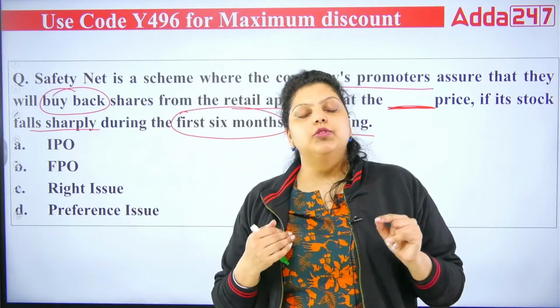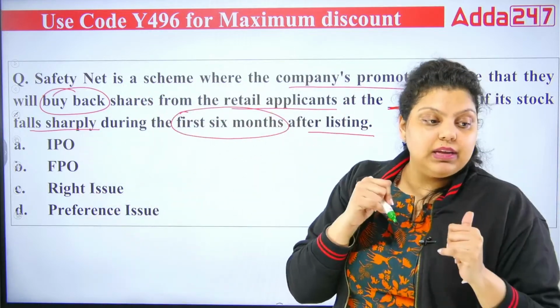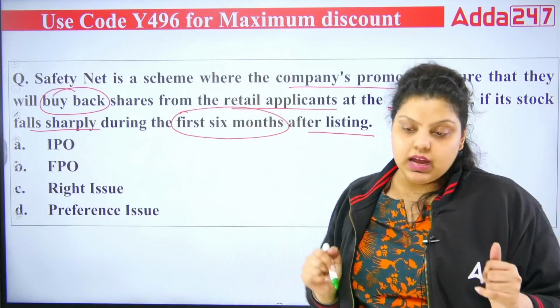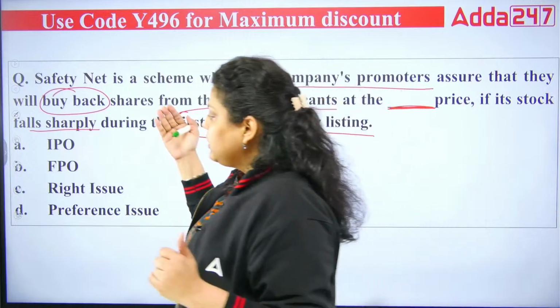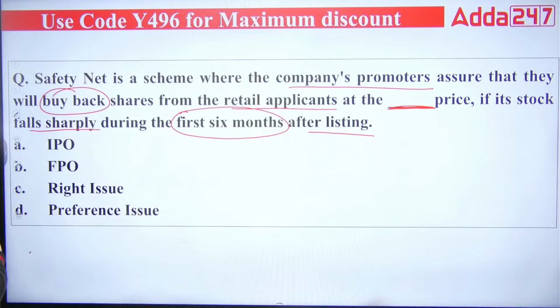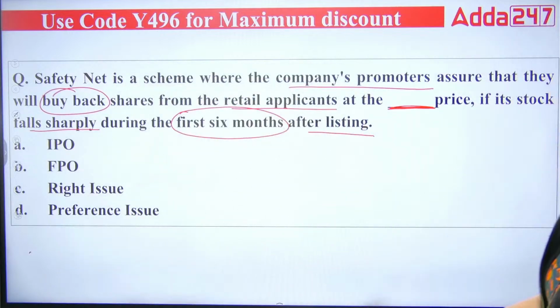And this scheme is known as which scheme? That's a safety net scheme. But at what price? The price which is going on right now in the market, or the price at which I have purchased? So what will the answer be? IPO, FPO, right issue or preference issue. Which of the following will be right? Let me know. Which of the following will be right here? A, B, C or D?